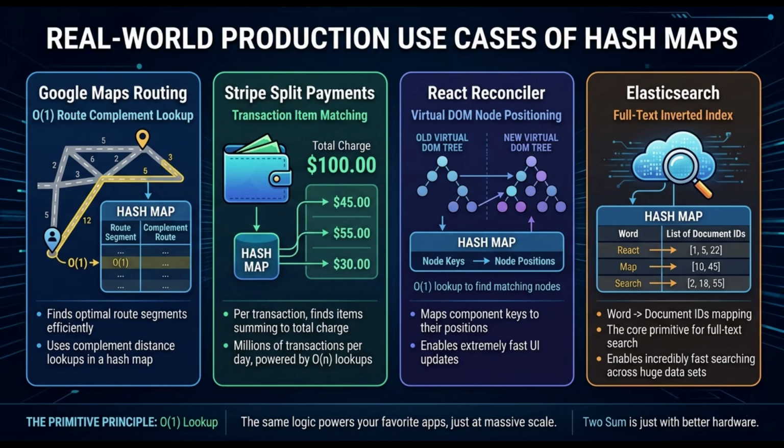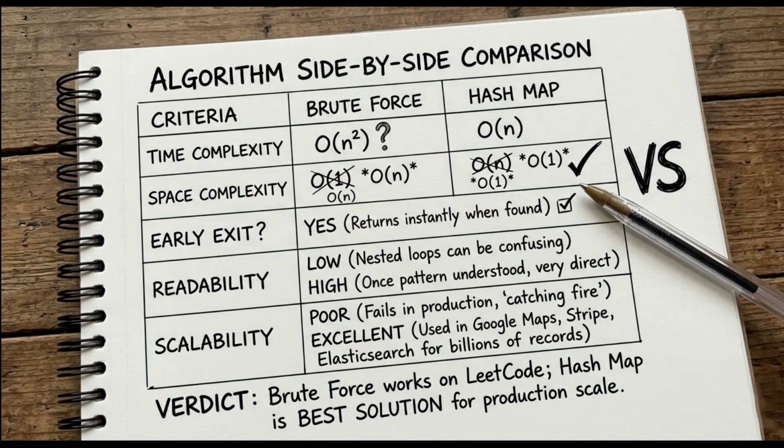And React reconciler. When React compares your old and new virtual DOM, it maps node keys to positions using a hash map. Big O of 1 lookup to find matching nodes. That's why React is fast. And in Elasticsearch, the inverted index, which powers every search you have ever done, is a hash map. Word maps to document IDs. Two Sum is the primitive hiding inside full text search. The next time you search something on Google, you are running Two Sum, just with better hardware.